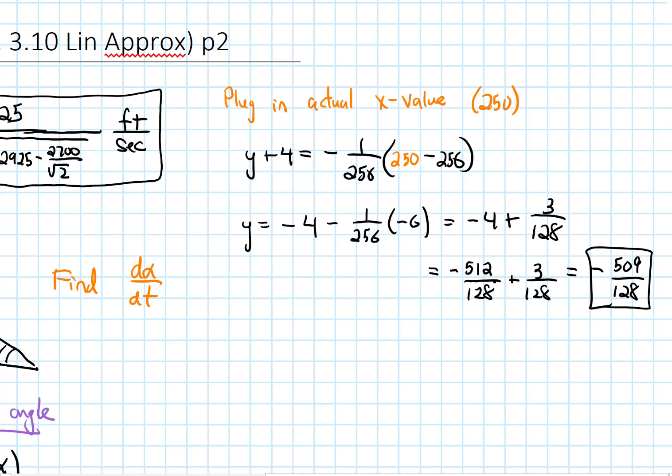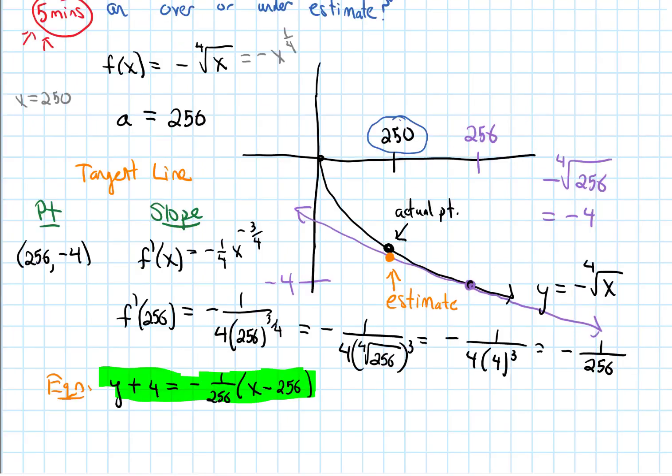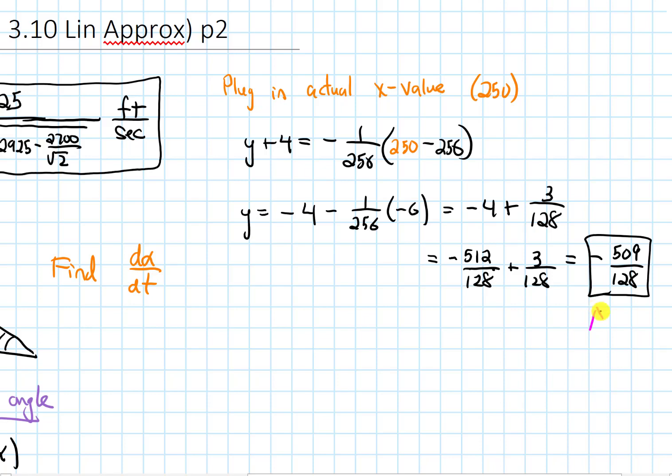If I look back to my picture, we can see that that estimate is going to be an underestimate of the actual point, because this is below the actual point. So this underestimates the actual value.